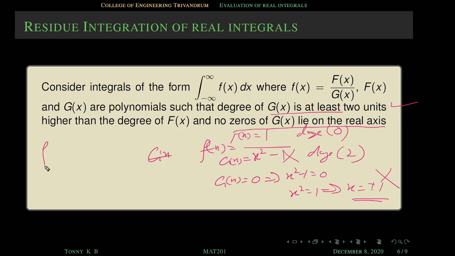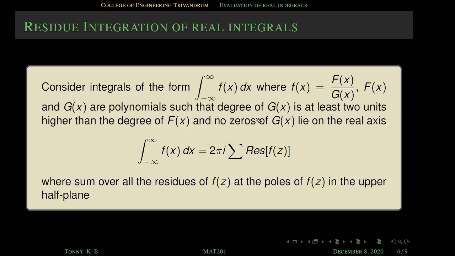So for example, you can take another function. Suppose f of x is equal to 1 by x square plus 1. This is allowed. It satisfies the first condition as well as the second condition, because what are the roots of this new denominator? x square plus 1 equal to 0 implies x square equal to minus 1. So the roots are plus or minus i, the square root of minus 1. So there are no real roots for this g of x. So this function is allowed. Okay. So I think it is clear.